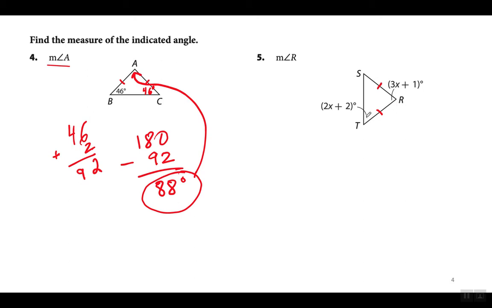So that means if this angle is 2x plus 2 degrees, this angle over here is also 2x plus 2 degrees because the base angles are going to be equal.